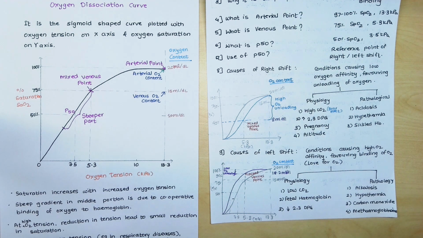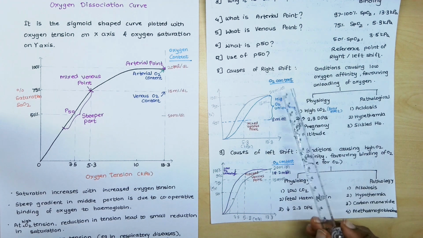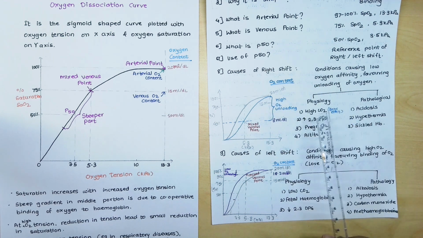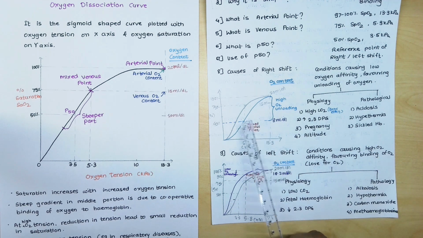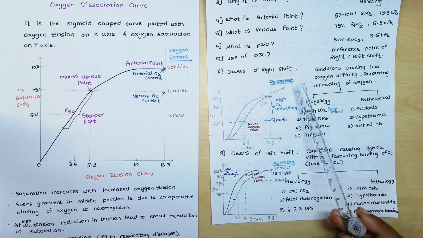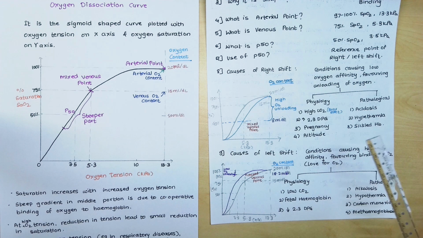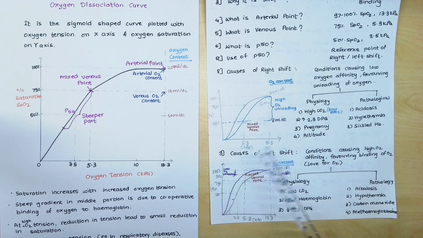So, in the normal condition, the difference between arterial oxygen content and venous oxygen content, which is 5 ml per deciliter, corresponds to the oxygen unloaded to the tissues. When the oxygen dissociation curve shifts to the right, the difference between the oxygen content of arterial and venous blood, which is 20 minus 8, is 12 ml per deciliter, unloaded to the tissues. So the conditions causing rightward shift of the oxygen dissociation curve lead to low oxygen affinity, favoring unloading of oxygen.